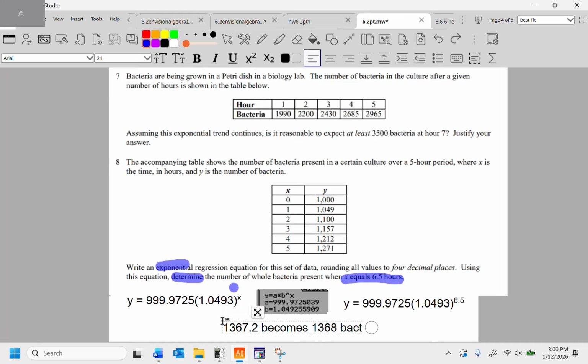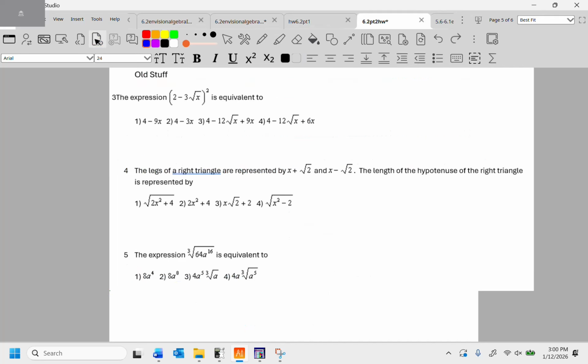That is a life form. 1,368 bacteria. Then we got some old stuff.